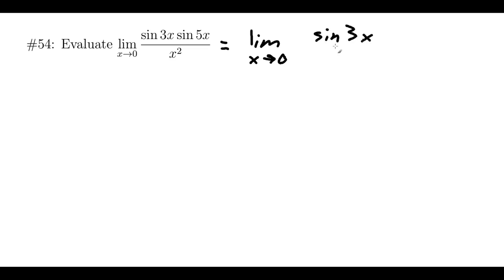Now we have two sine functions here, so let's split this up into a product of two fractions, sine 3x and sine 5x in the numerators. And we have this x squared. We have an x here and an x there, so let's divvy up the x squared to put one of those factors with each fraction. So we have sine 3x over x times sine 5x over x. That looks useful, right?